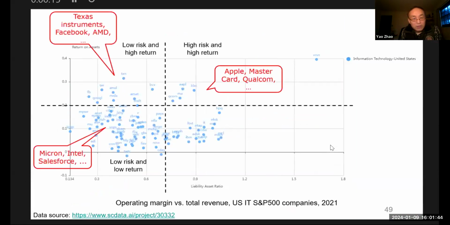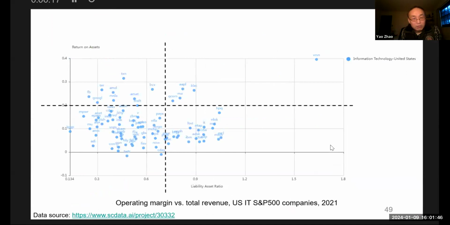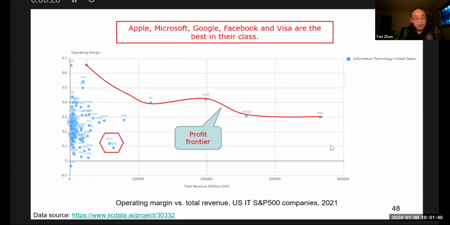So just one last thing I want to show you for the IT companies. If we look at S&P 500 IT companies in 2021, we find what is called the profit frontier. These are the companies with the highest profit margin or operating margin within their revenue class compared to their peers. The x-axis is total revenue. We find Apple has the highest revenue, and also a very high operating margin.